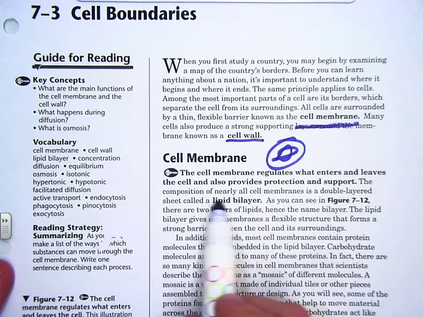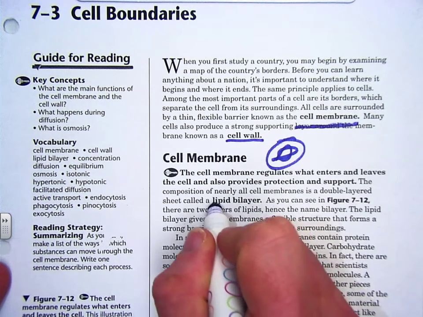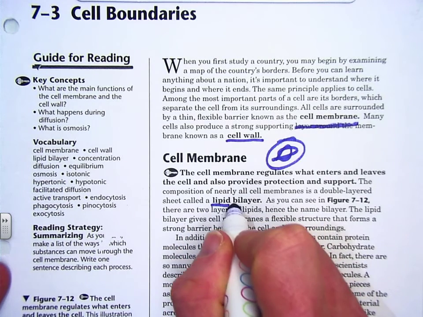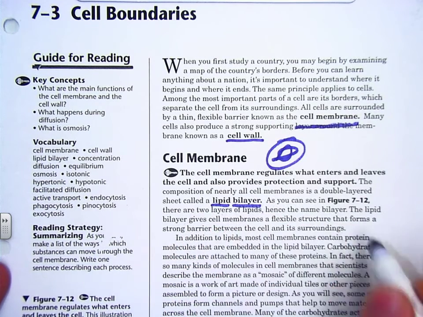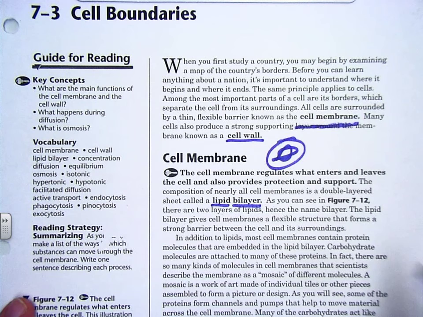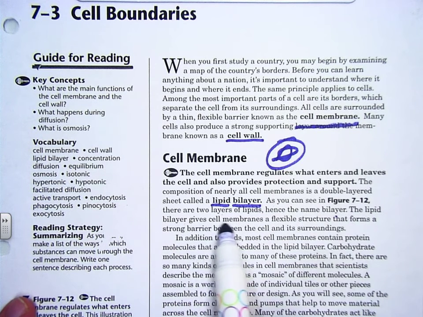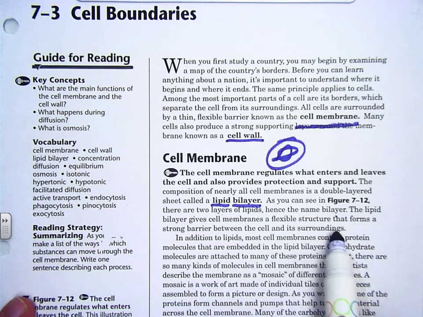The composition of nearly all cell membranes is a double-layered sheet called the lipid bilayer. Remember, lipid means fat. Bi means two, layer means layers. Lipid bilayer, the fat two layers. As you can see in figure 7-12, there are two layers of lipids, hence the name lipid bilayer. The lipid bilayer gives cell membranes a flexible structure that forms a strong barrier between the cell and its surroundings.